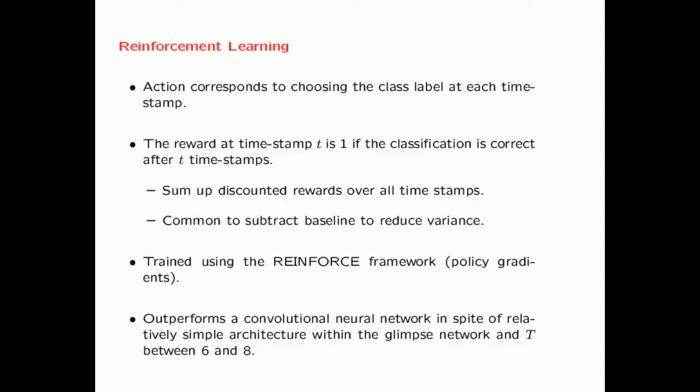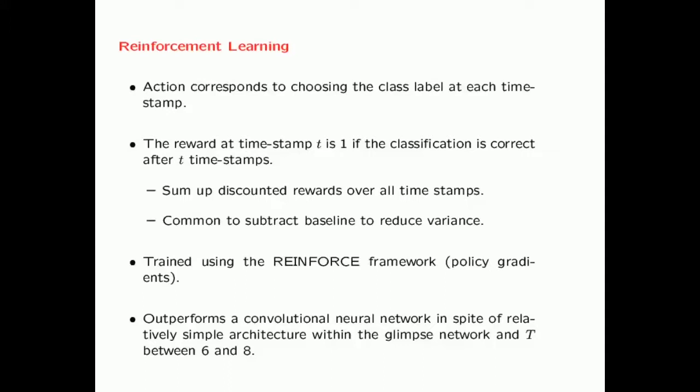So again, you can go back to the reinforcement learning lecture, because I won't go through the details of the reinforcement learning, what the baseline means or the discounted reward means. But essentially, you're giving a reward at each timestamp if the class label is correct, and then you sum up the discounted reward. This is a very standard type of reward and baseline setting, and the baseline is simply the average reward that you expect at each timestamp. And this was trained using a reinforcement framework, which is essentially policy gradients. This entire framework is discussed in an earlier lecture.